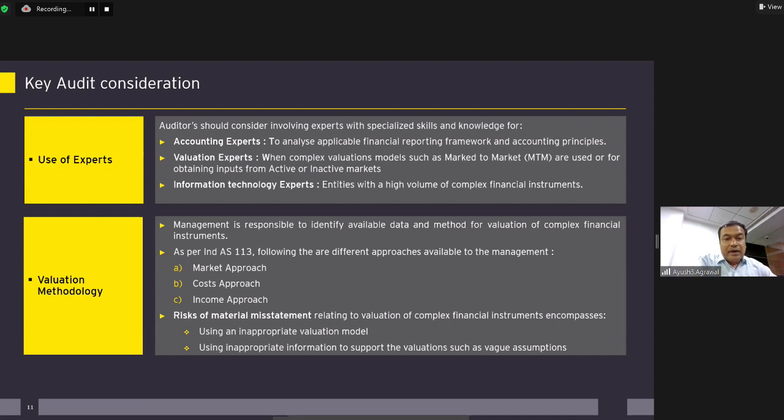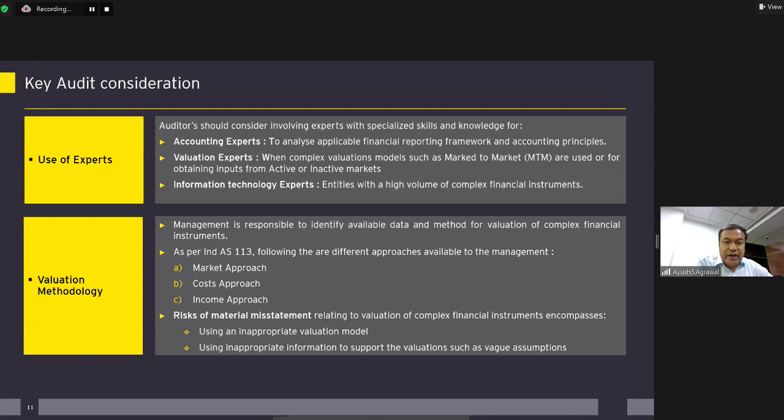Then the third consideration is, of course, that as auditors, we have to take help of experts to audit the financial instrument. We need to take help of accounting experts, as I explained, that the set of accounting conclusions can be complex on recognition, measurement, classification, etc. Hence, the auditor should take help of an accounting expert.